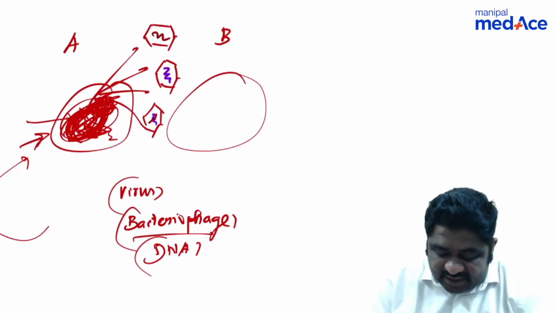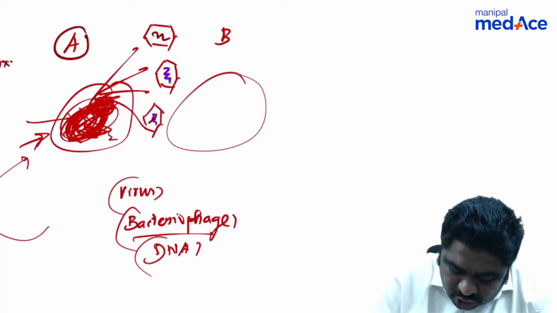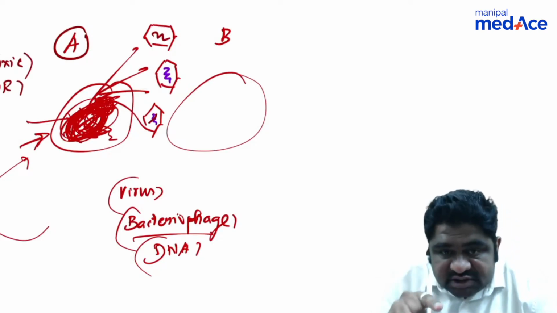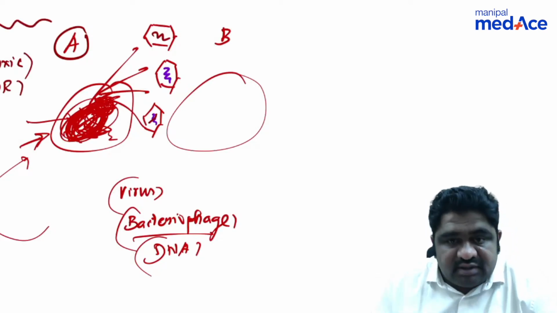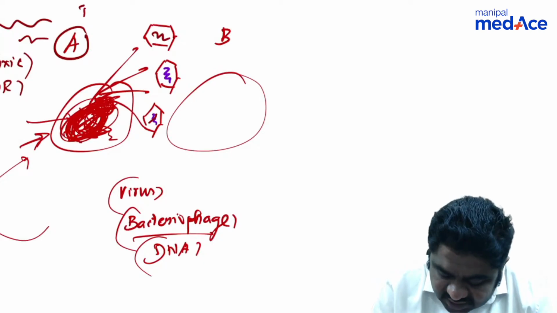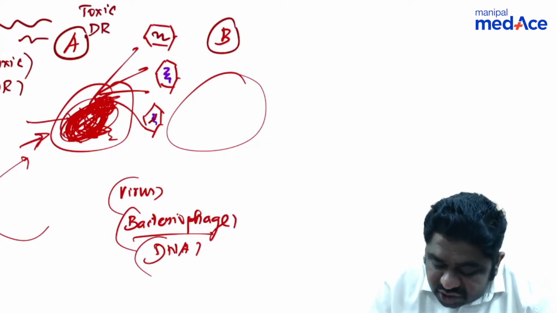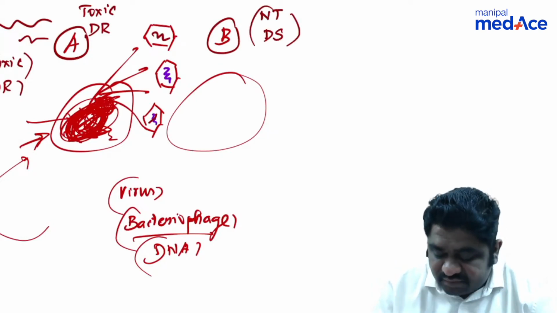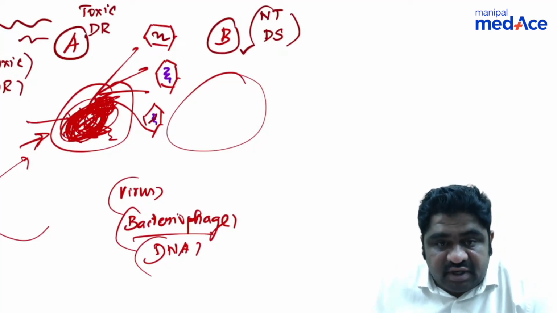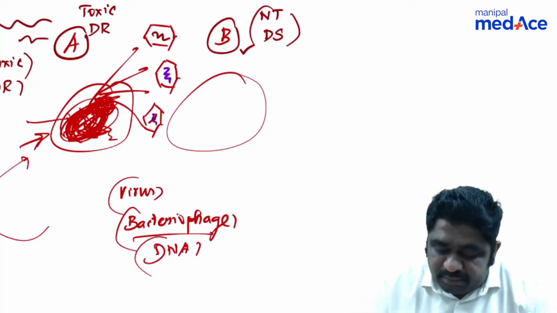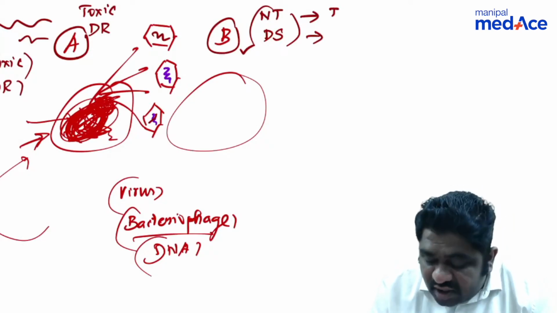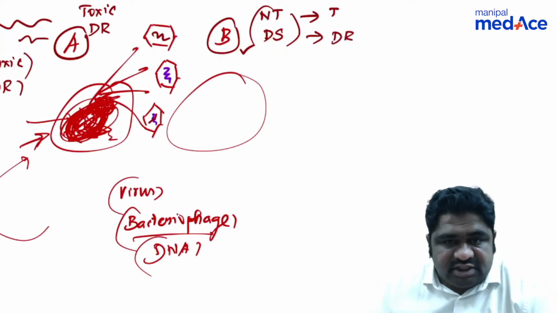Now if at all I say organism A is toxic or organism A is drug resistant, the toxicity is also coded on a gene. The drug resistance is also coded on a gene. The opposite of that is organism B. Organism B is non-toxic and drug sensitive. Now, if the organism B has to survive in an atmosphere, it has to turn like organism A. It means the non-toxic organism should turn into a toxic organism. A drug-sensitive organism has to turn into a drug-resistant organism. These two things have to happen.